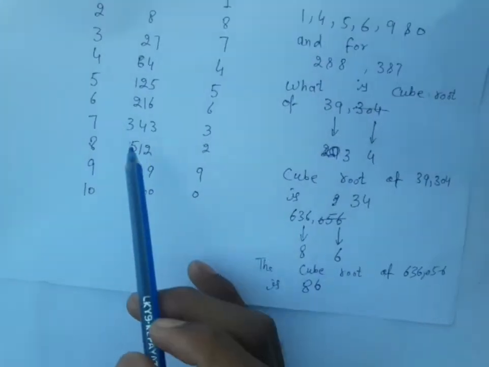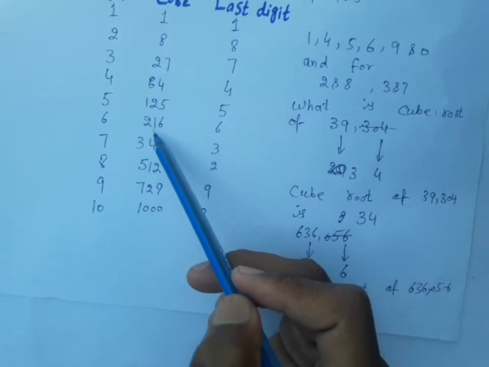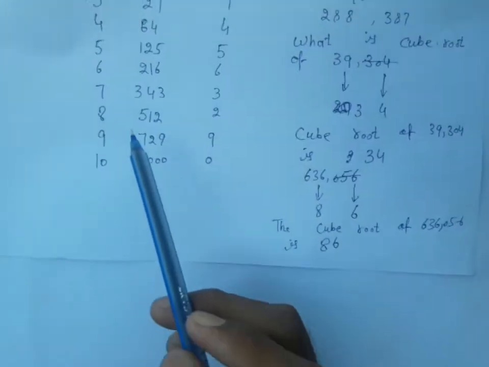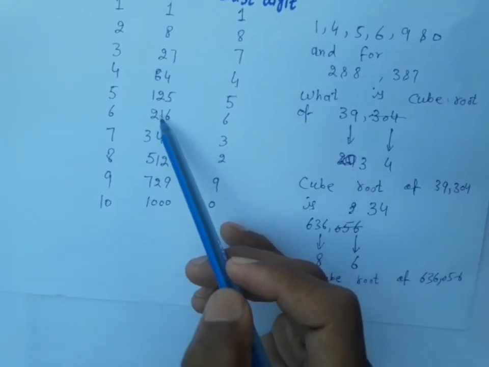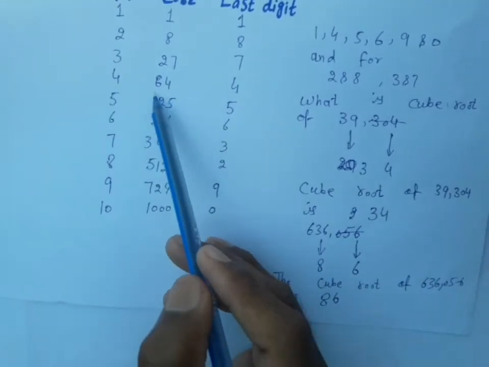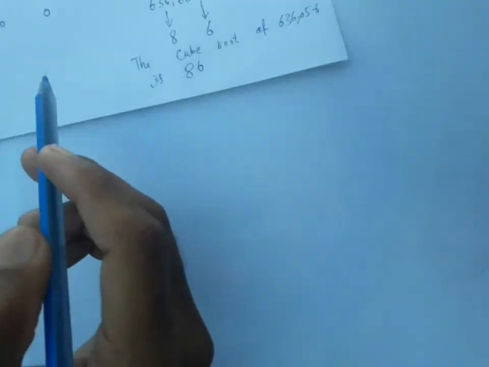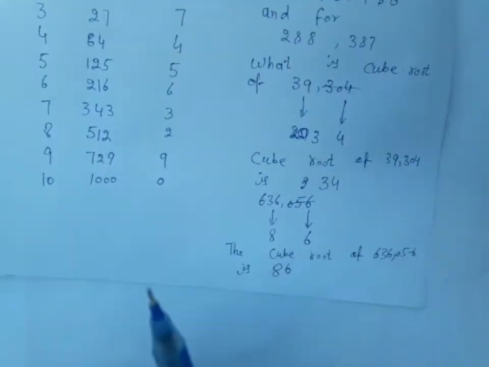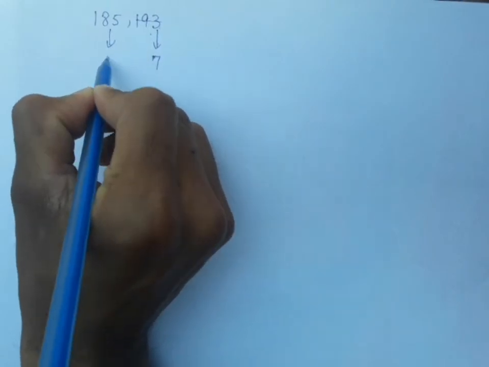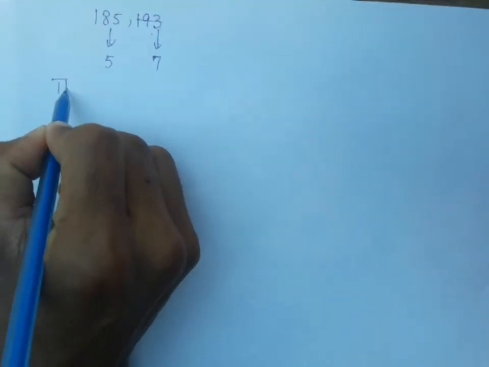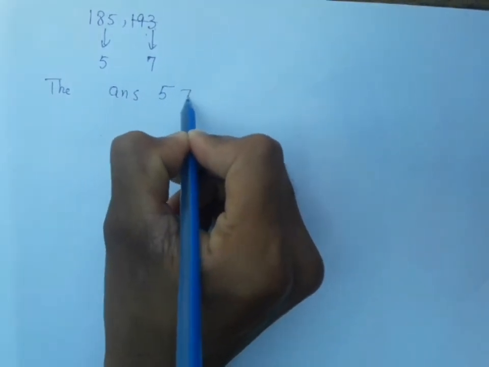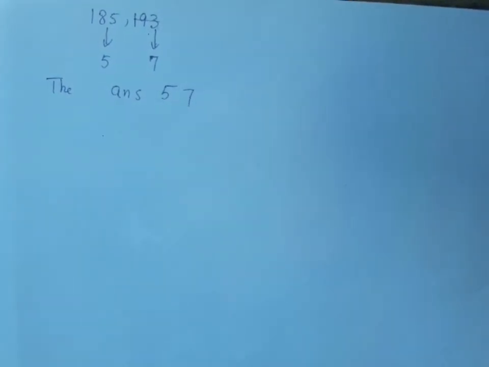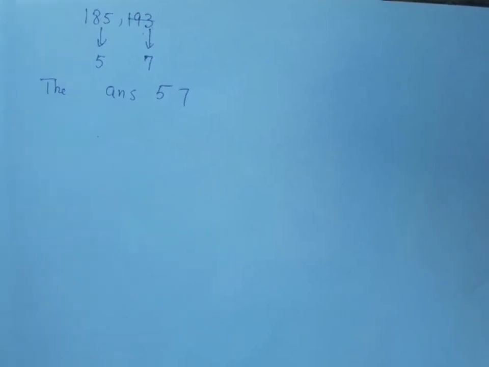Now 185 is close to what? 185 is between 125 and 216. So without going over, it is 125. So 125 is the cube of what? 5. So we can write 5. So the answer is 57. In this way you can calculate the cube root of any number in your head quickly.